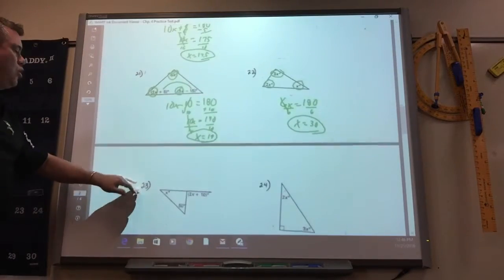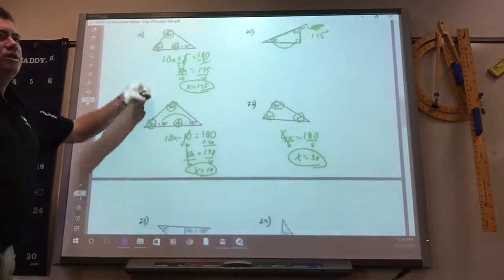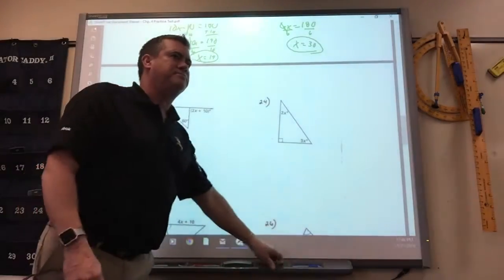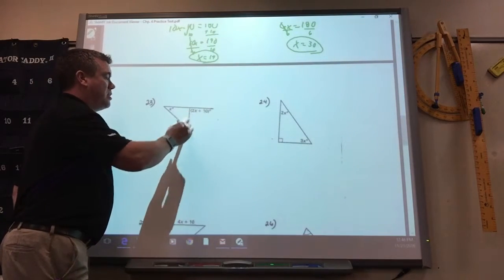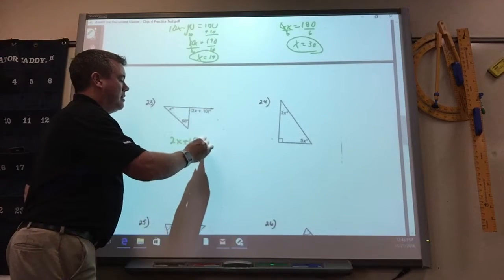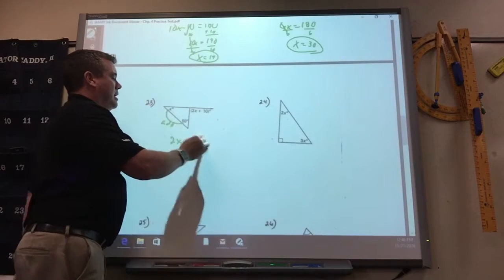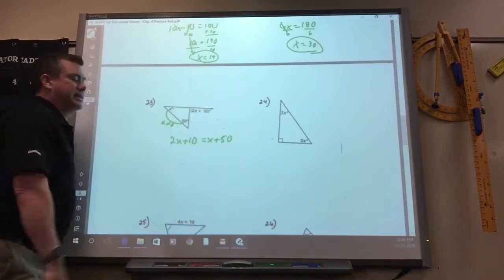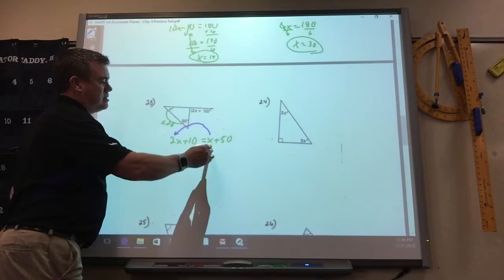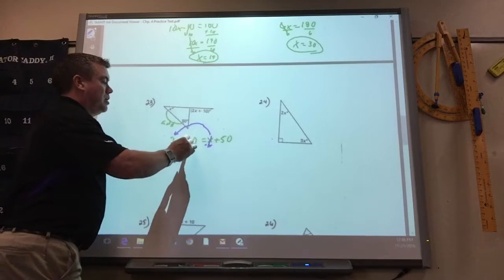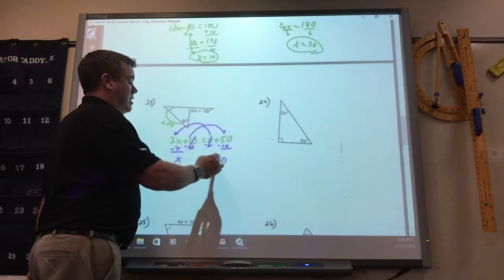Now, 23 is similar to 20, but on 23 you do need to know the rule in order to solve it, because we don't know what that is. So here, the exterior angle, 2x plus 10, is going to equal these two added together, x plus 50. So then you solve it, get the x's together. If I move this x over, I subtract it, and you just get x. Move this over here, it's a plus, so you minus 10. And you get 40. X is 40.